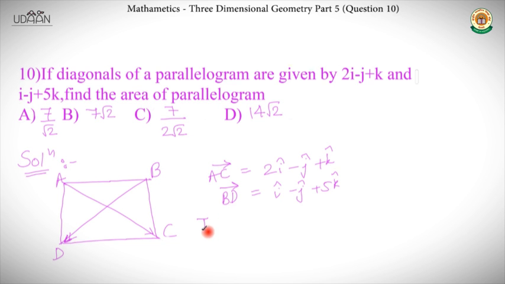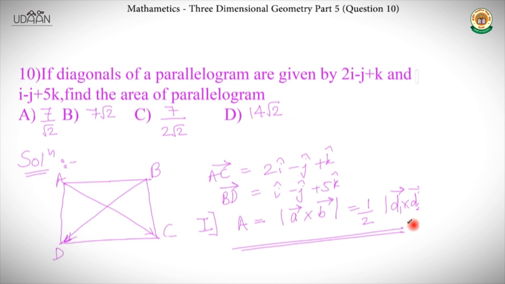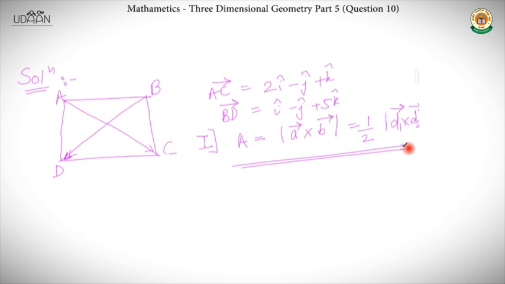By the first method, we need to know a direct formula for this. If A and B are consecutive sides of the parallelogram, then the area of the parallelogram is given by mod of A cross B. Next, if D1 and D2 are the two diagonals of a parallelogram, then the area of the parallelogram is given by half of mod of D1 cross D2. This is a general formula. Students need to remember this formula because it would make their problems quite easy.